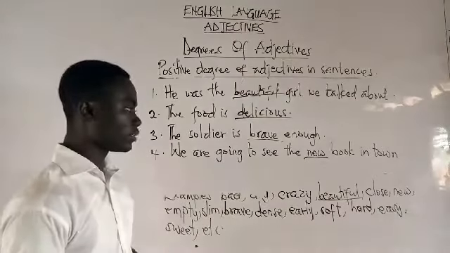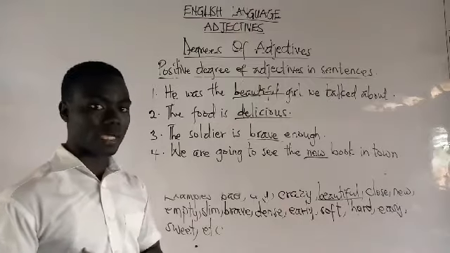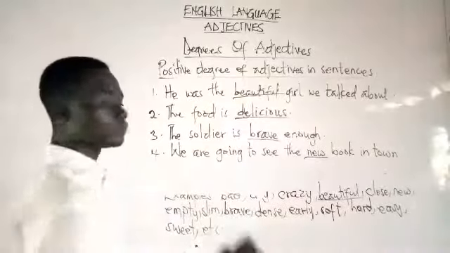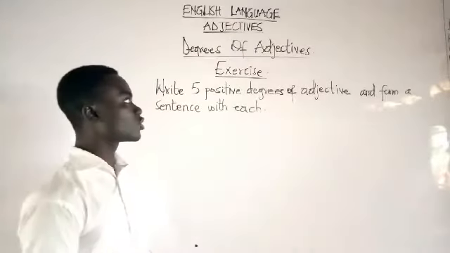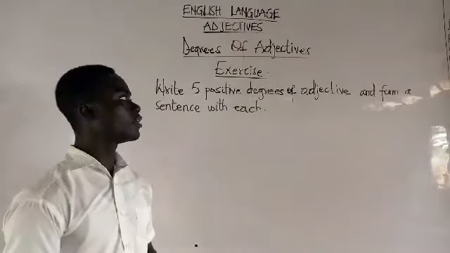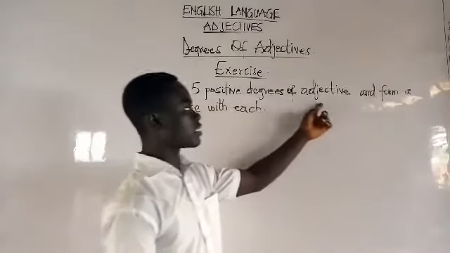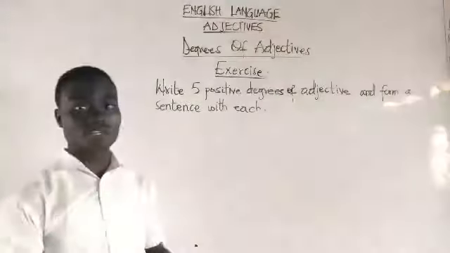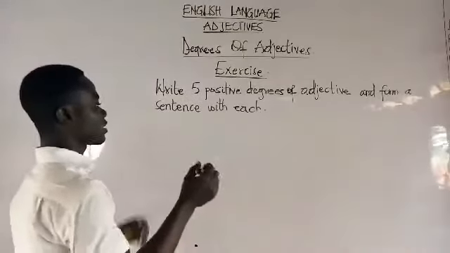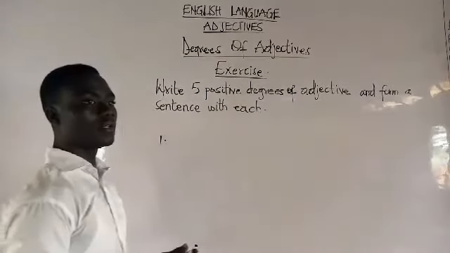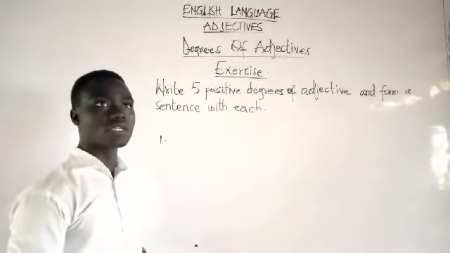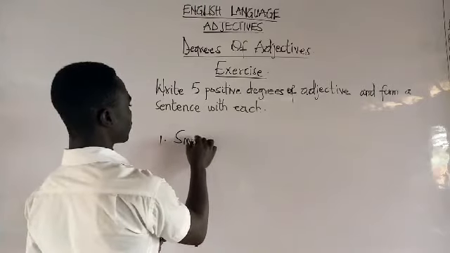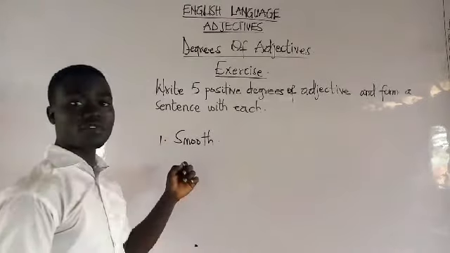It talks about one thing, one item, or a group. It doesn't compare them. So let's take an exercise. This is a small exercise you have to take. You write 5 positive degrees of adjective and you form a sentence with each. I hope you understand the question. So for example, this is mine. We begin as number 1. Maybe the positive degree of adjective you want to use is smooth. Then you form a sentence with it.